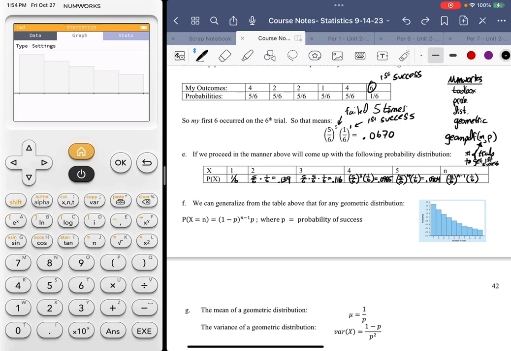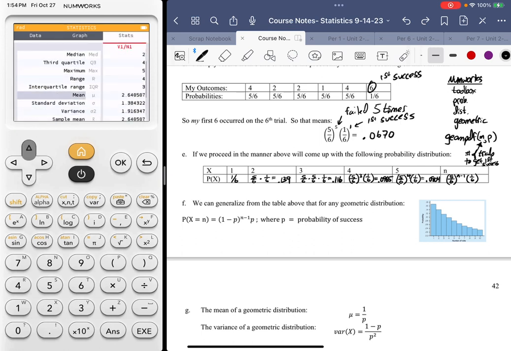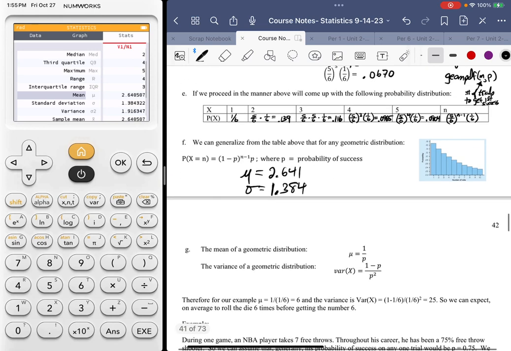Now, if I go into stats and pick out the population mean, mu, mu is equal to 2.641, and my standard deviation, 1.384. That's not quite what the formula says the mean of the distribution should be, but that's only because it's a small number of trials. If I had a bunch more trials, it would start to settle in on the actual mean.